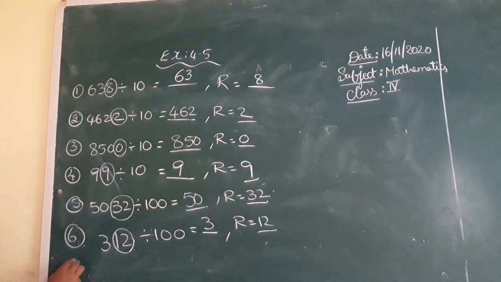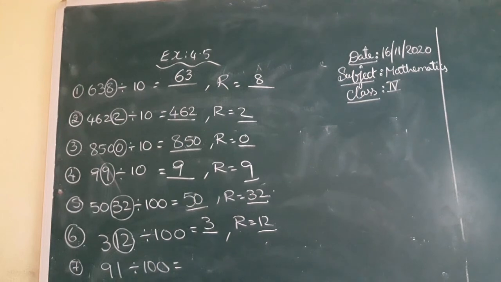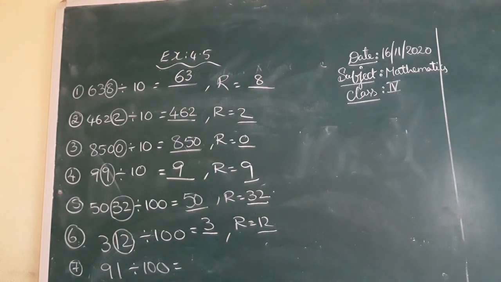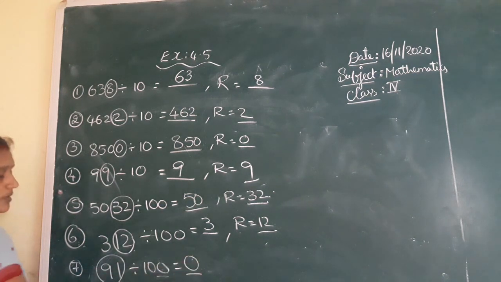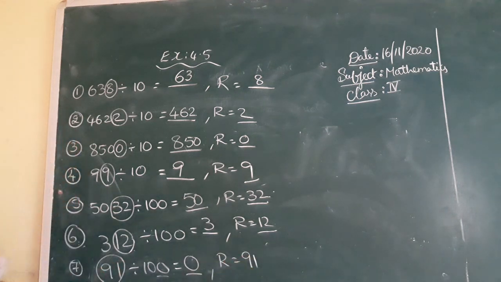See the seventh one. 91 divided by 100. Here if you observe, 91 is a 2-digit number and 100 is a 3-digit number. So if you want to divide, it divides only 0 times. So circle 2 places. So what is left as the answer? 0. And here the remainder is 91.